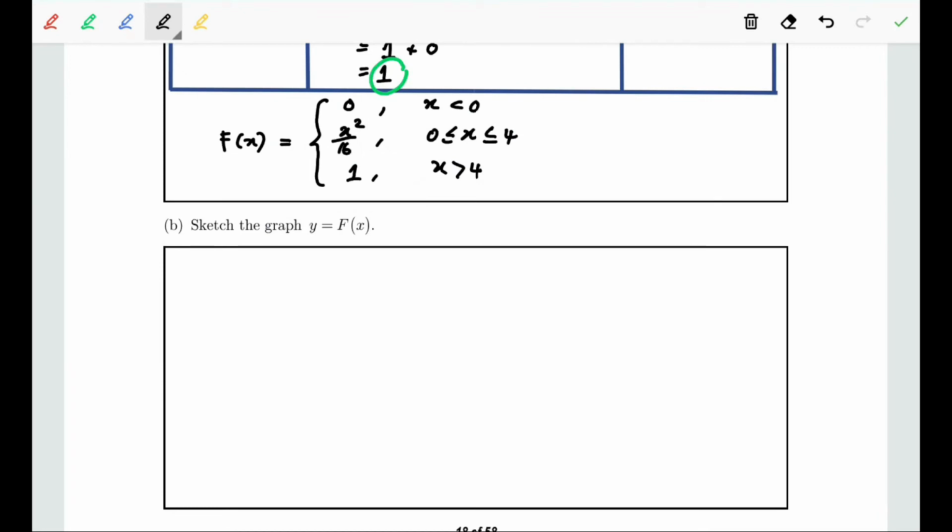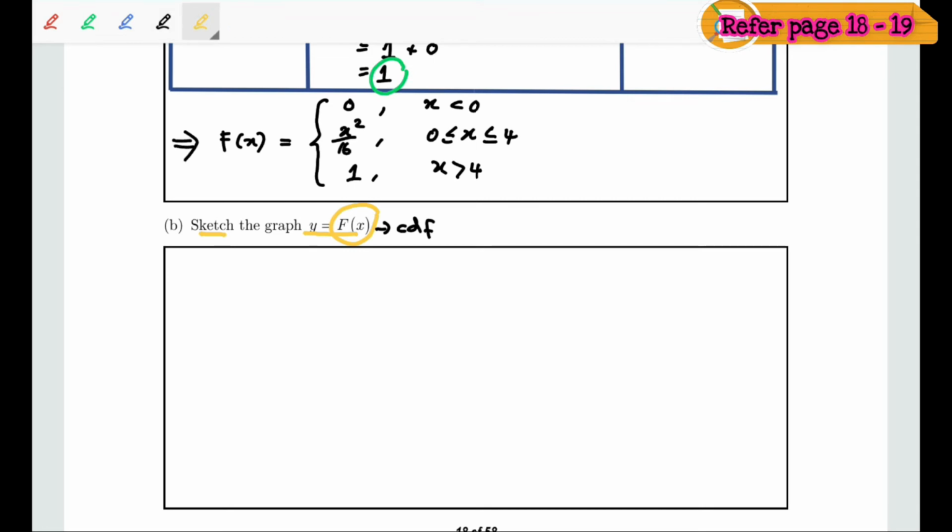Okay, then we are going to proceed with the second part, which is B. The question asks to sketch the graph of y equals capital F. So you must be careful with the notation here. The question asks to sketch the graph for the CDF. This is the CDF, not the PDF. The notation here is referring to the CDF. So we are going to sketch this graph.